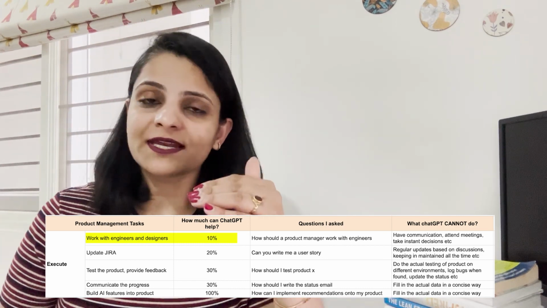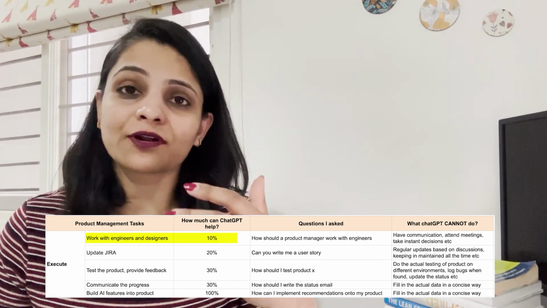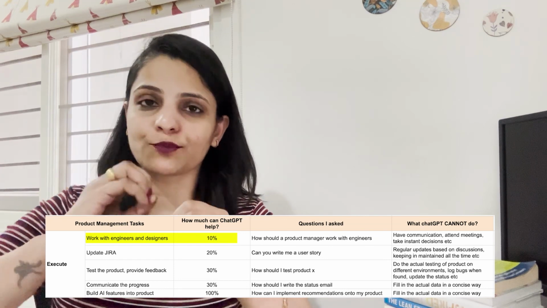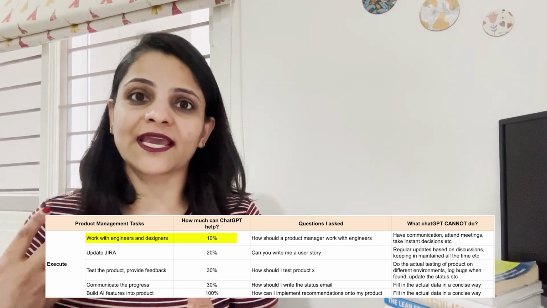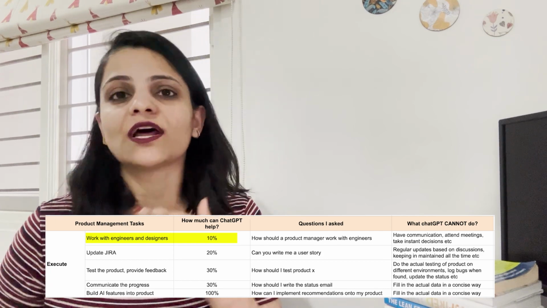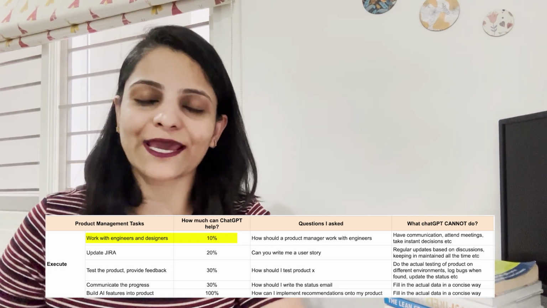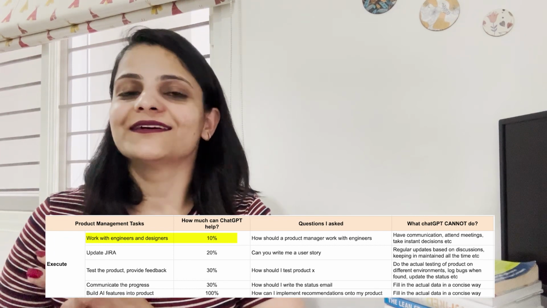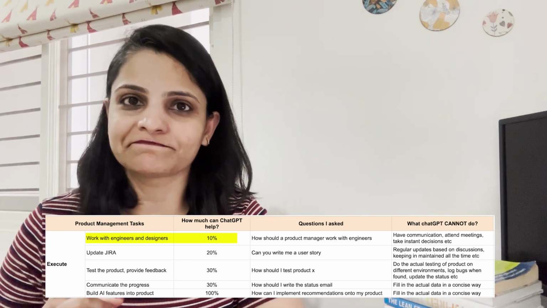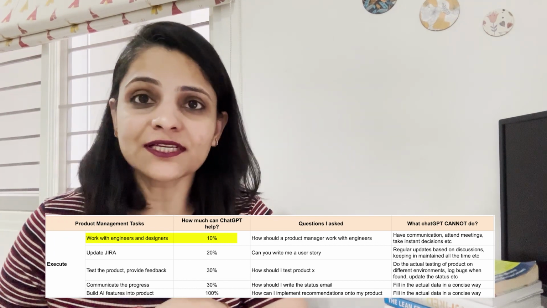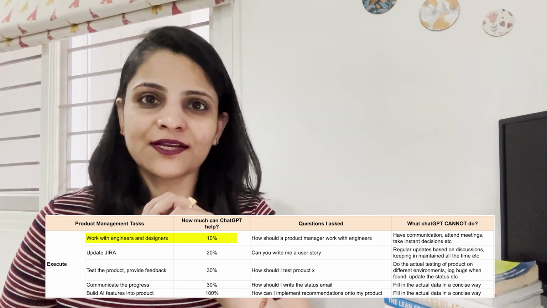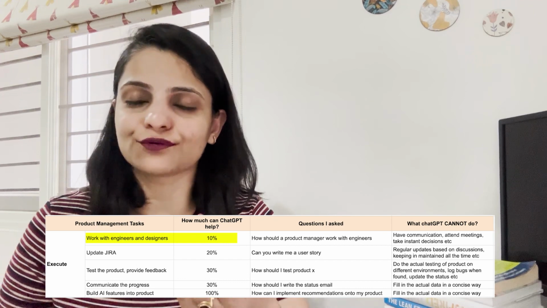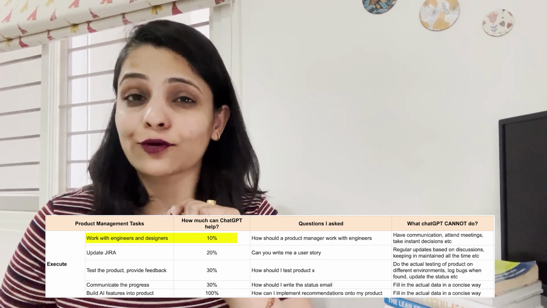Obviously an AI tool cannot replace a product manager when it comes to communicating with the actual human beings on a day-to-day basis and getting the work done and working collaboratively and all of that. So that still, at this point, cannot be done by an AI tool. An AI tool cannot attend meetings for you. It cannot make instant decisions when people are asking you for it, right? It cannot talk on your behalf. So those are the things which ChatGPT cannot do at this point.